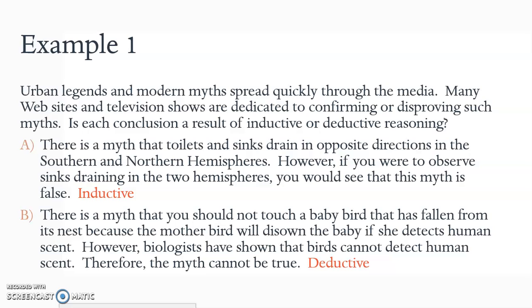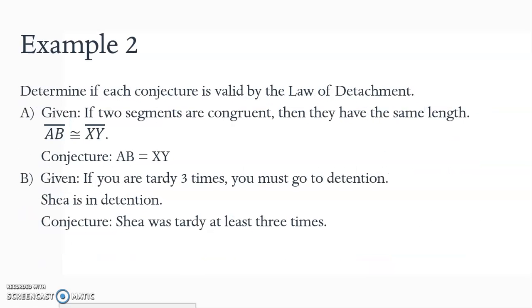Now let's take a look at example 2. In this example, we were applying the law of detachment. So let's see what's going on with that. In example 2, we need to determine if they use the law of detachment properly. So remember, they're going to give us a conditional statement. The fact that they give needs to be about the beginning of the statement. The conjecture that they give needs to be about the ending of the statement.